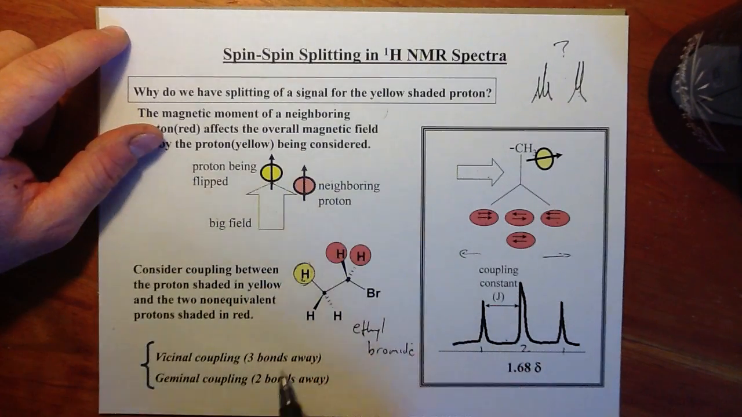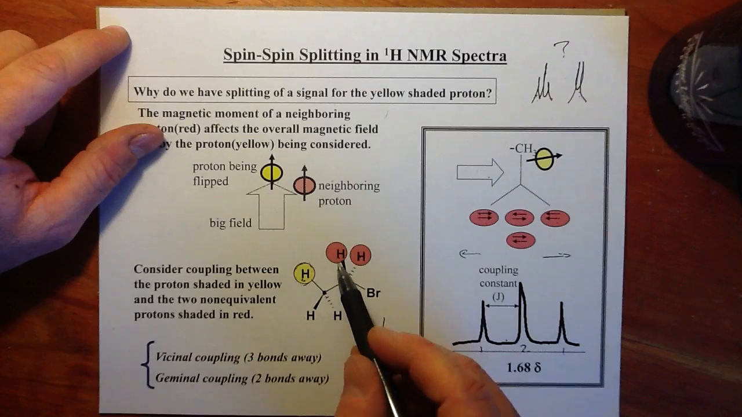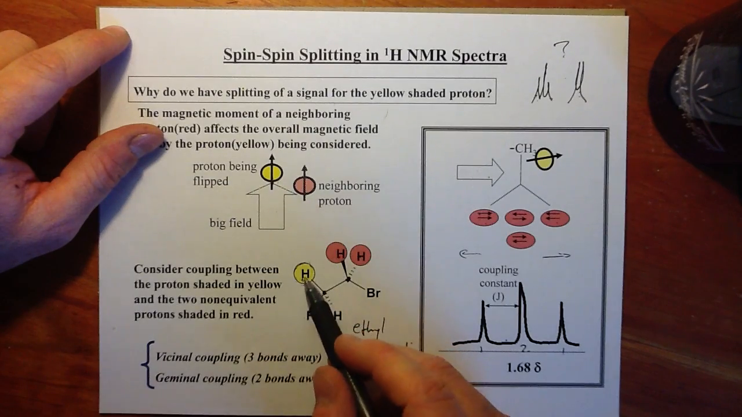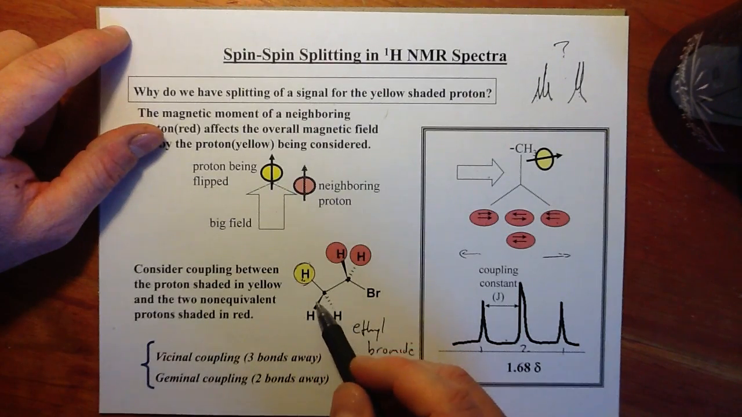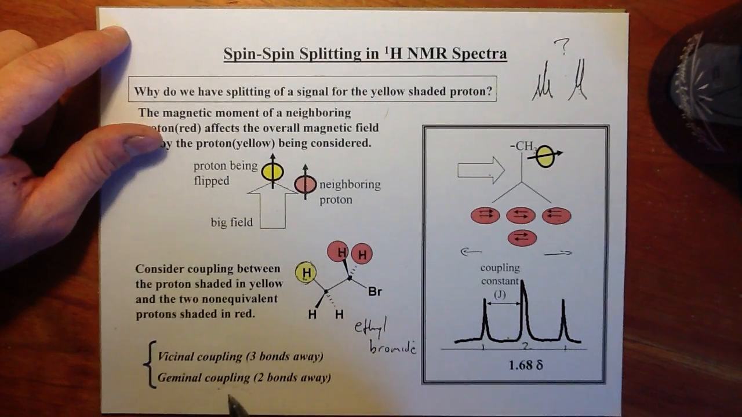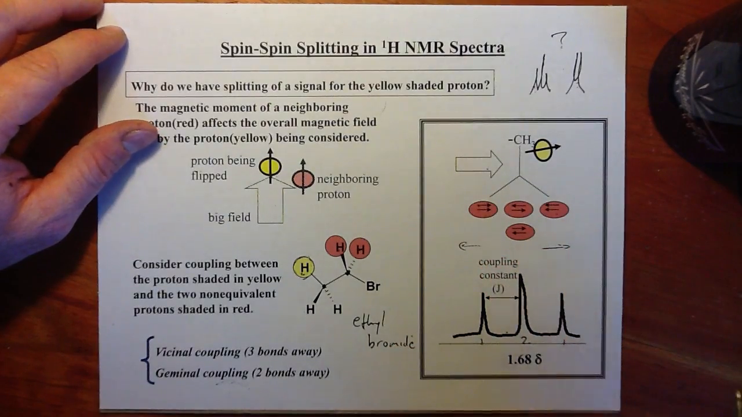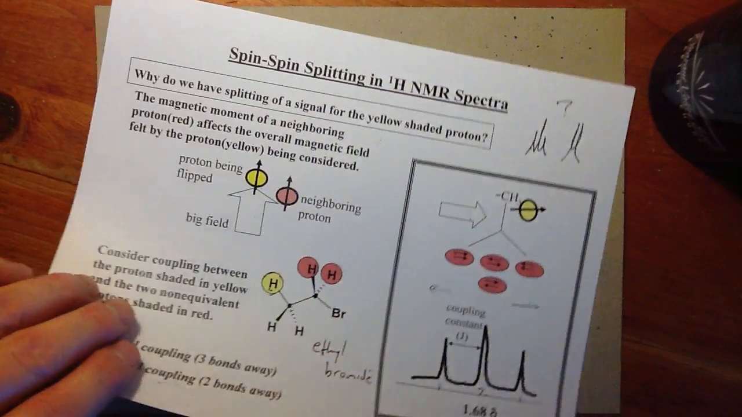We typically only go to vicinal relationships, that is 3 steps, 1, 2, 3. These protons off of adjoining carbons or vicinal carbons next to each other. We typically don't see geminal coupling unless we have a chirality center. Alright, so that's the basics for splitting.